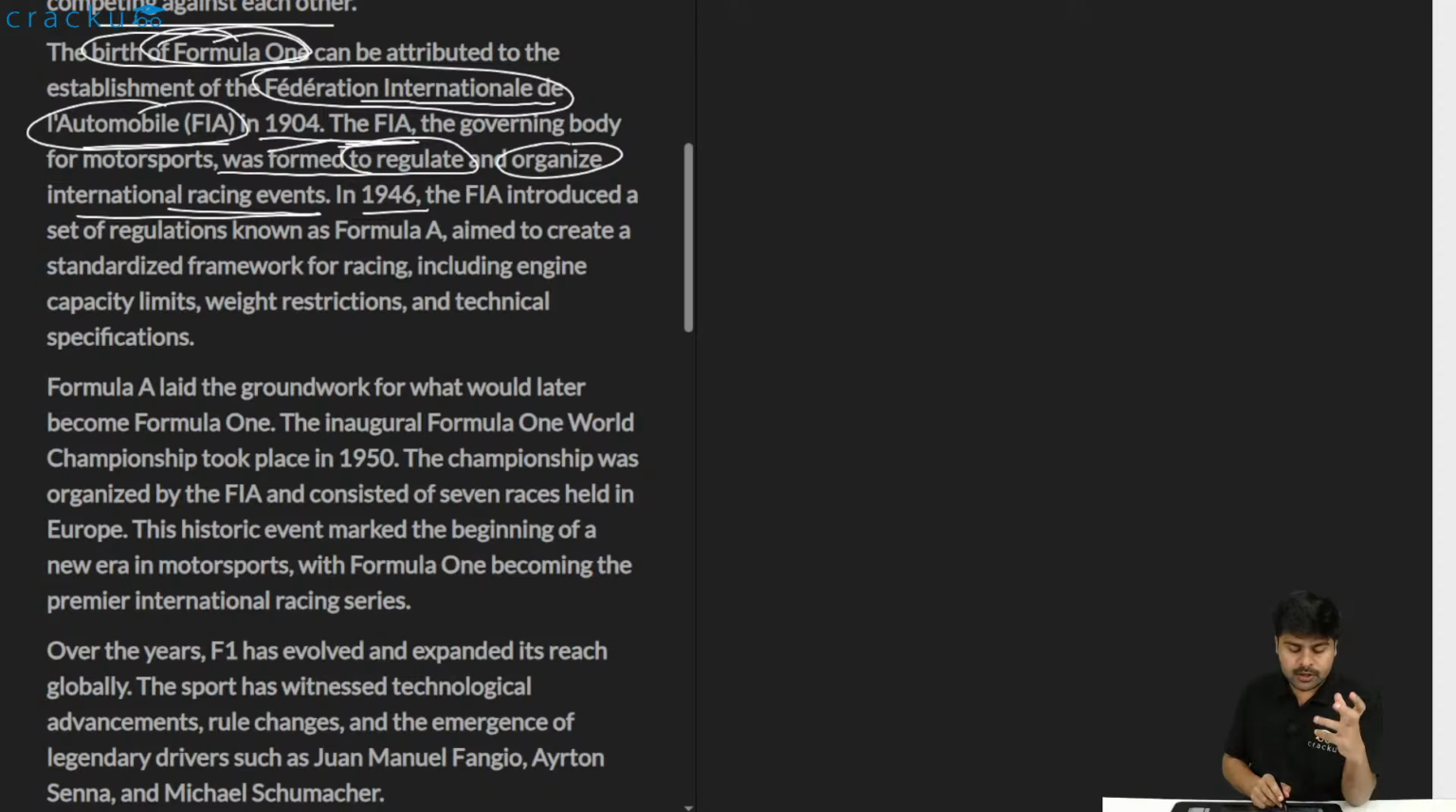In 1946, it introduced regulations and rules, right, known as Formula A. The rules were known as Formula A, aimed to create a standardized framework for racing, including engine capacity limits. So it actually decided what the limit of the capacity of the engine should be, right? All engines of all the cars that are participating should have a similar sort of framework, so that we can actually test the participants who are competing. Weight restrictions and technical specifications. So all of these things were standardized. They were regulated by the FIA, and this is how it led to the birth of Formula One.